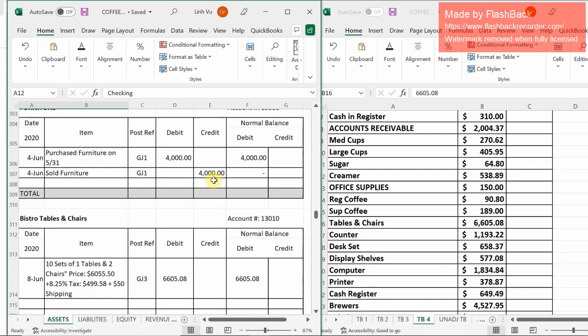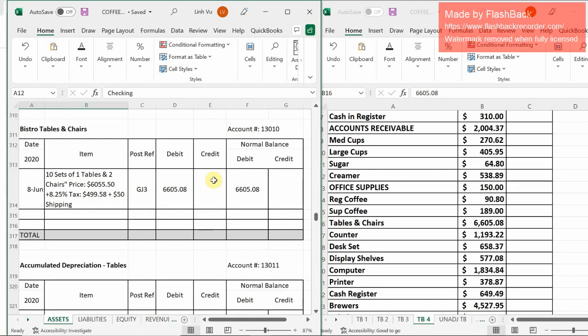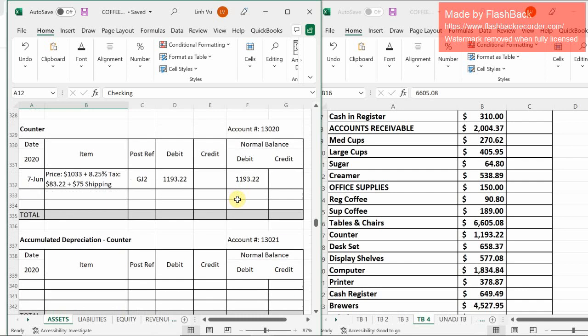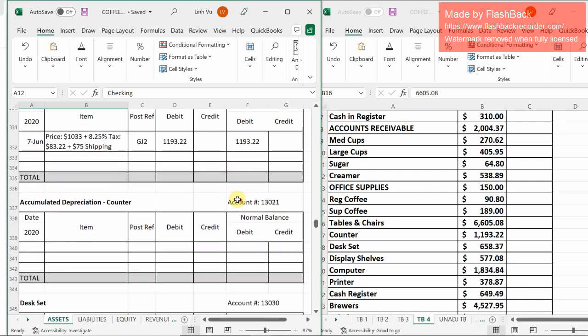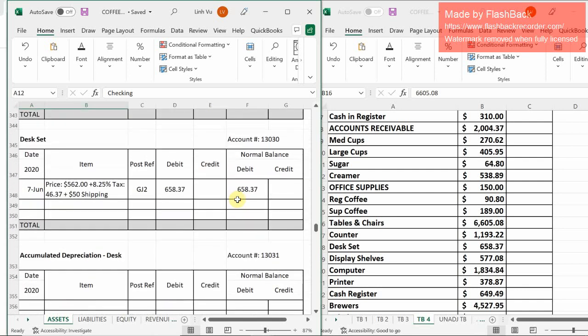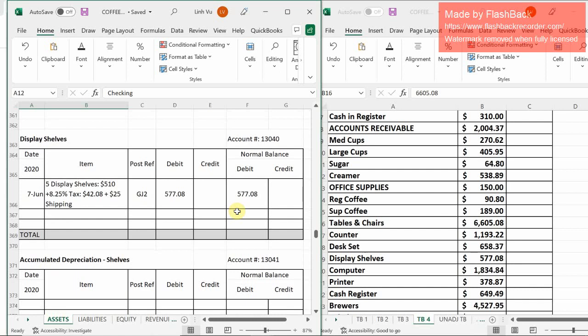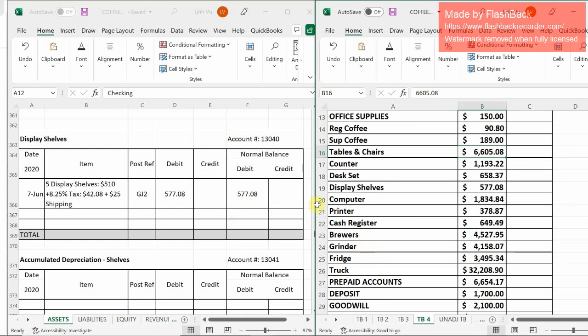Next is going to be furniture. My bistro tables and chairs is still going to be at $6,605.08. My counter is still at $1,193.22. My desk set is still going to be at $658.37. And all my display shelves are still $577.08. So all of those have not changed.